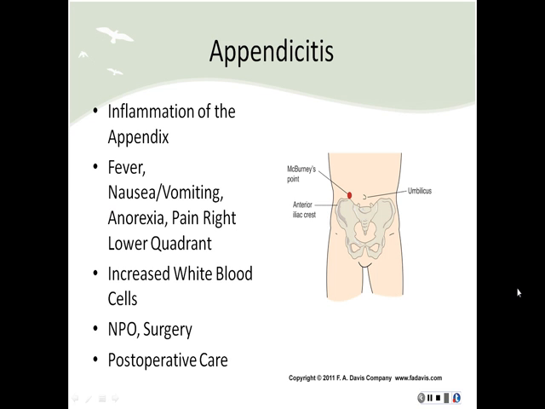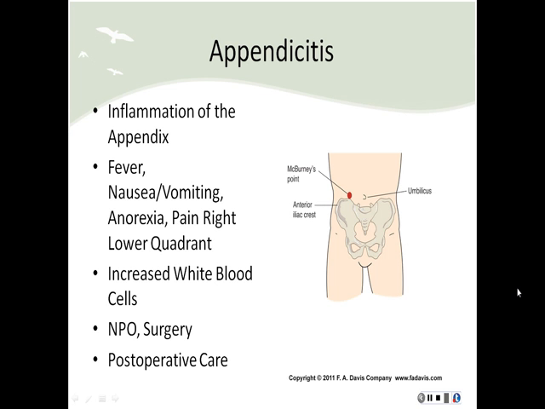So appendicitis is an inflammation of the appendix, and because of its really small size, it's susceptible to infection. Signs and symptoms include fever, nausea, vomiting, anorexia, right lower quadrant abdominal pain. They'll also have an increased white blood cell count related to the infectious process. They will have normal bowel sounds.